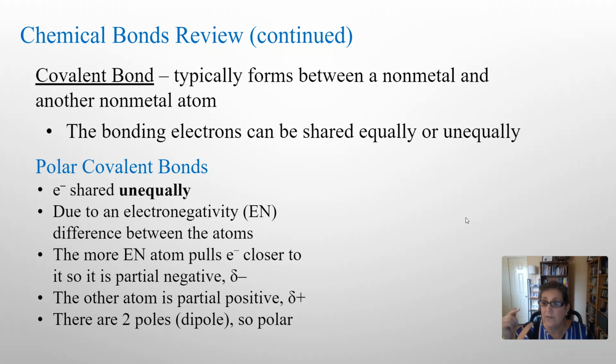And remember, we use those delta symbols to indicate a little bit positive and negative. So because one atom's a little positive and one atom's a little negative, we have two poles. We have a plus and a minus, two poles, so polar. Polar means we have poles. Okay, the bond is polar. We have two different atoms, right? They have to be different from each other in order to be polar because they have to be different in electronegativity. So two different nonmetal atoms.